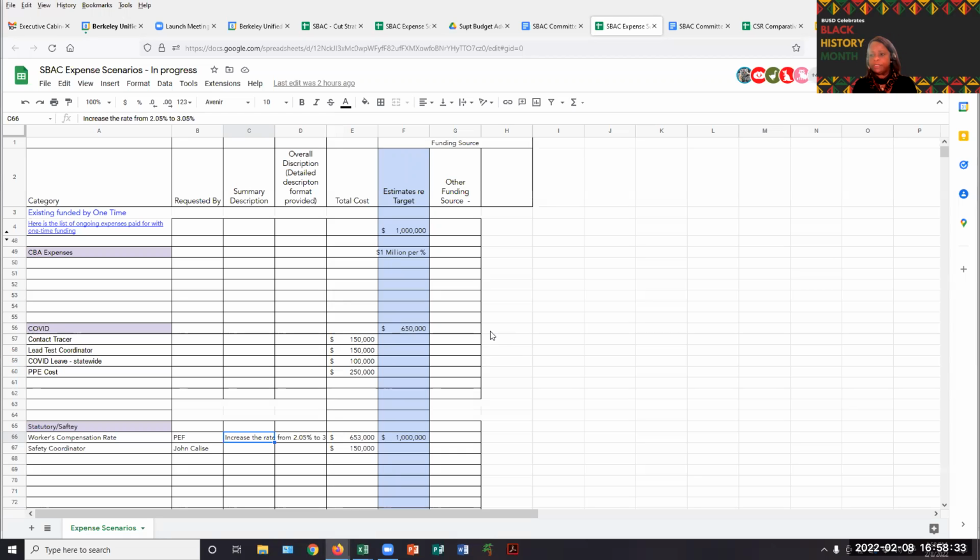Based on the most recent actuarial study, we need to be setting aside 3.05%. That's going to cost the general fund $653,000. It's also going to have an impact on all our other programs, so they're going to have to in turn set aside this amount per employee, actually.